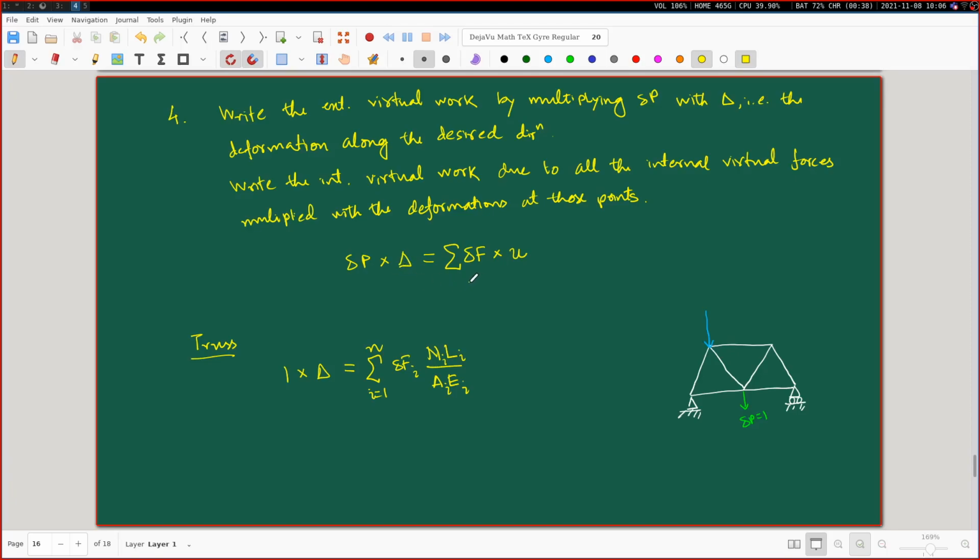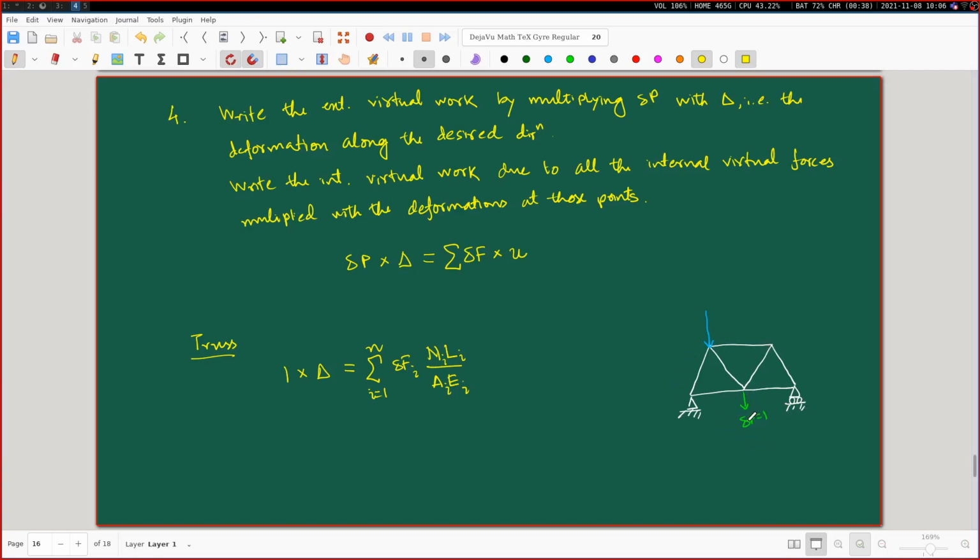On the right-hand side, I have this sigma denoting that whatever calculation I do here, it has to be over the entire body or over the entire structure. This delta F is the internal virtual force which is generated at different parts of the body in response to this delta P. So, as a quick example here, we have this truss to begin with.